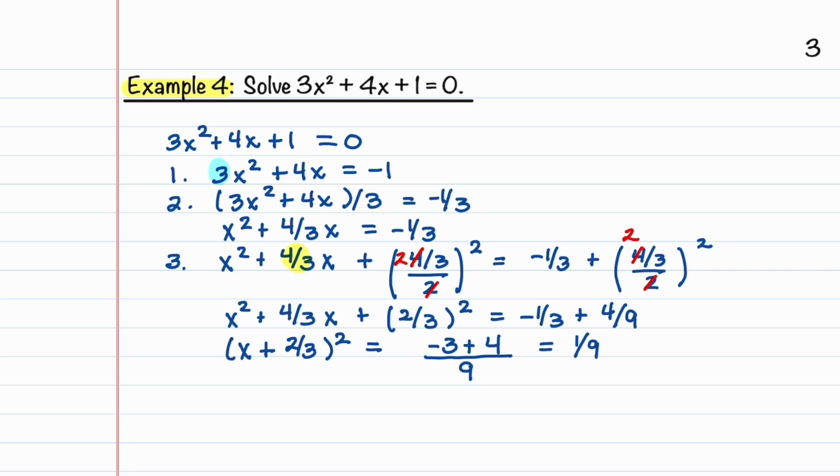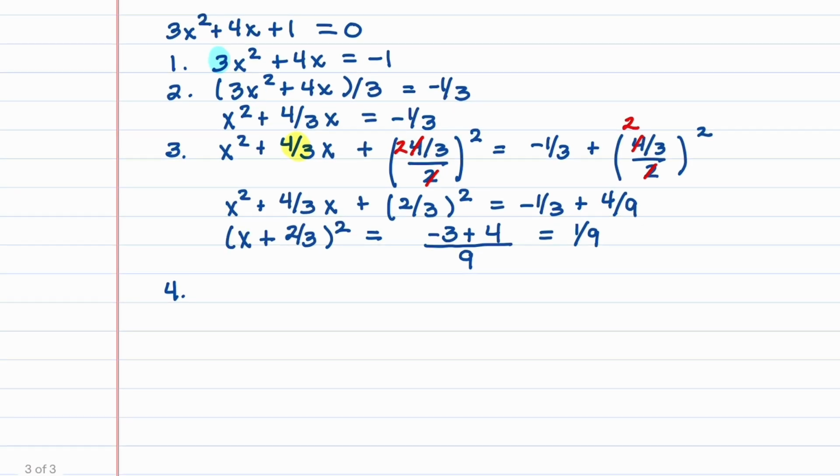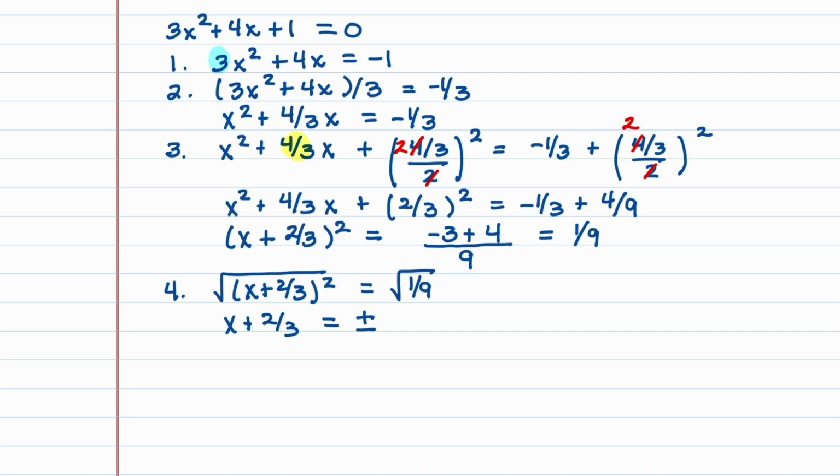That wasn't too bad. Now our last step is we're going to take the square root of both sides, and we're going to solve for x. On the left, we're going to have the square root of x plus 2/3 squared. And then on the right, we're going to have the square root of 1 over 9. On the left, we have x plus 2/3. And then on the right, we have plus or minus, and the square root of 1 over 9 is just 1 over 3.